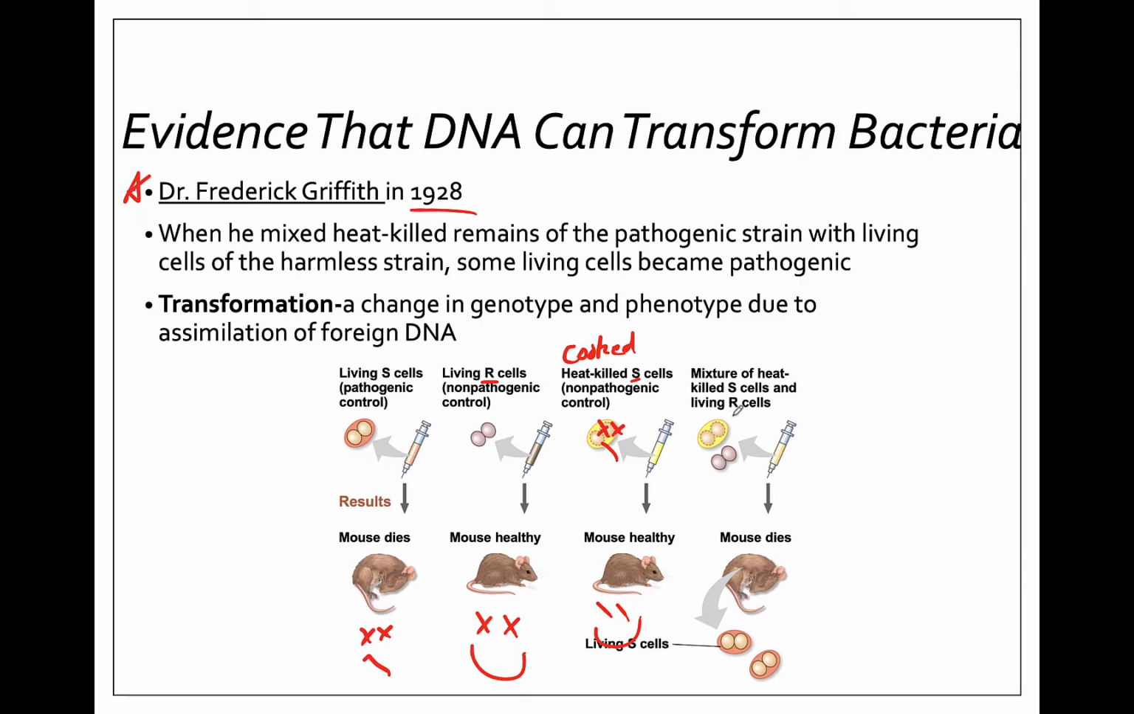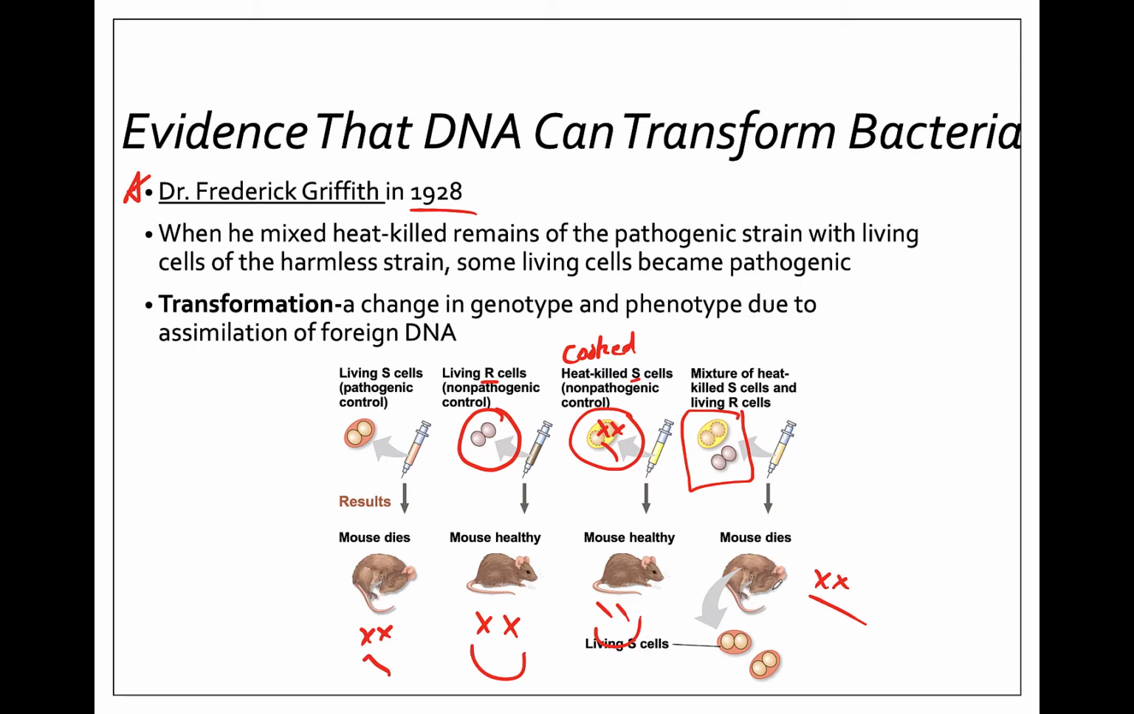Then he mixed those two. He mixed the living non-pathogenic bacteria that did not kill the mouse and the dead pathogenic bacteria, which did not kill the mouse. When he put those two together into a vial and put it into the mouse, all of a sudden the mouse dies. So what happened? What caused the mouse to die? We took two different experiments that did not kill the mouse, but when we combined them together, for some reason, all of a sudden now they're pathogenic and they kill the mouse.